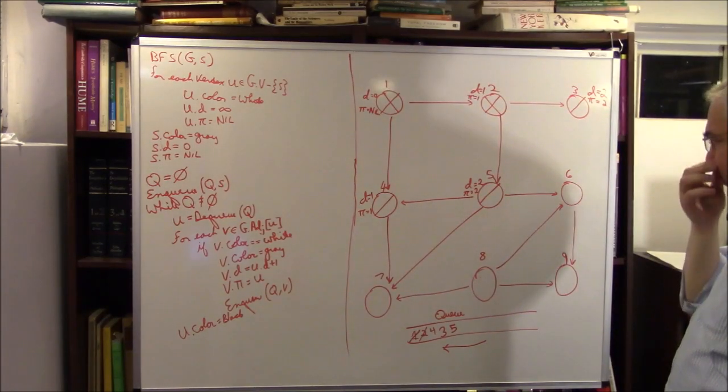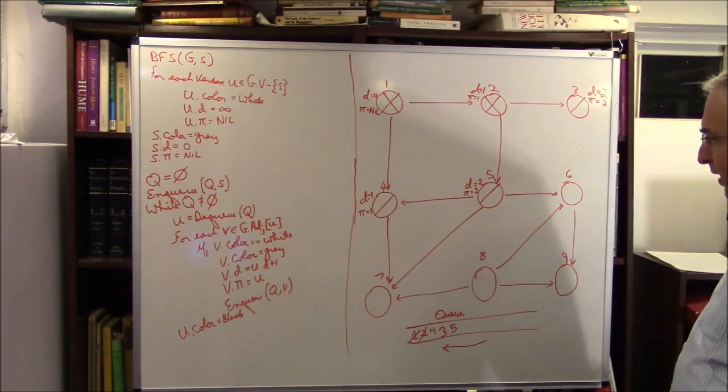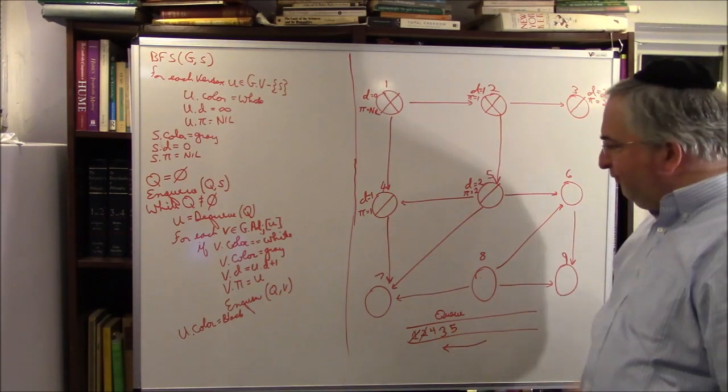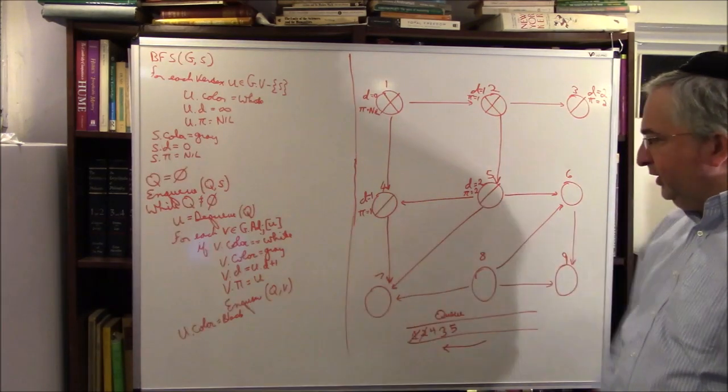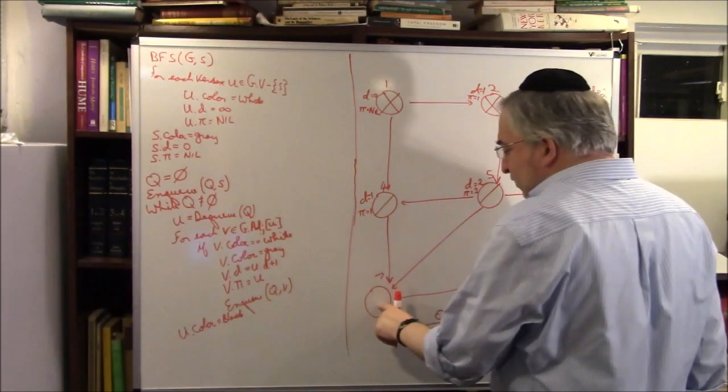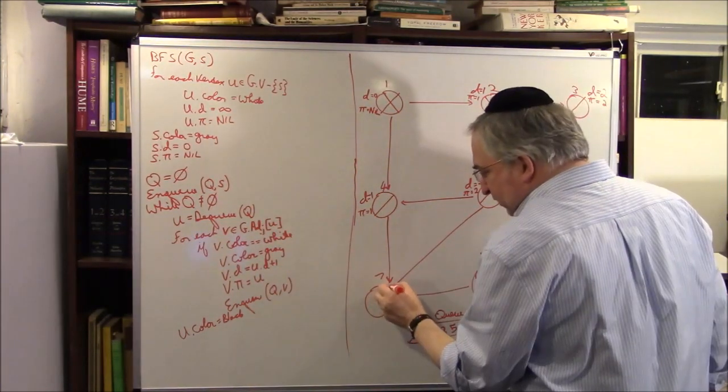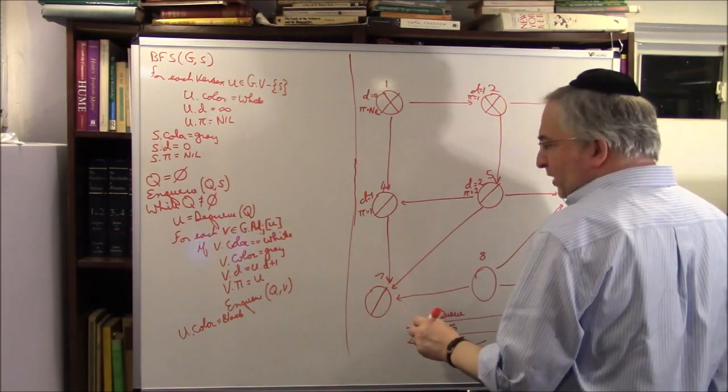Very good. Next. Now we pull out 4. 4 has 1 child. Let's do it. The child is white, color is white, so yes, so we make it black. I'm sorry, we make it gray.